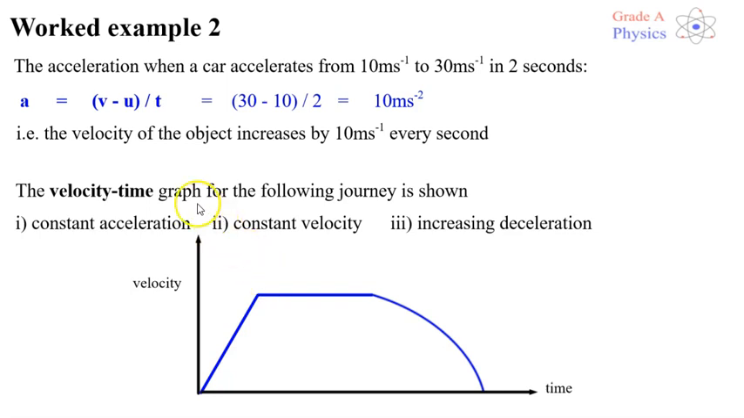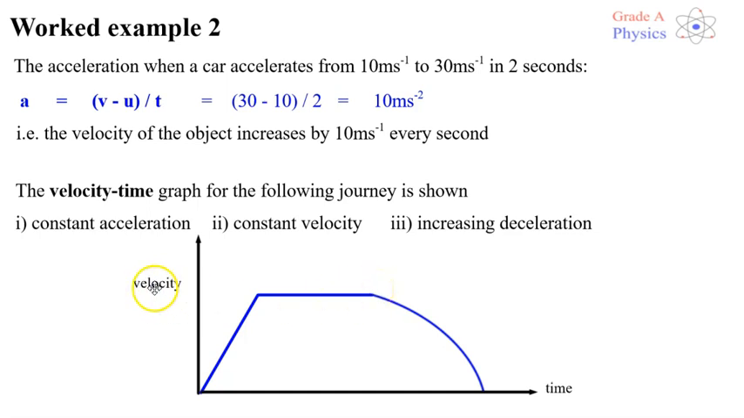Also, we need to be familiar with velocity time graphs. If I wanted to draw the VT graph for this journey, constant acceleration, then constant velocity, then increasing deceleration, let's unpick this. The first one should be straightforward. Constant acceleration means we have a constant gradient. The velocity is increasing by the same amount every second, so we have a straight line. If I have a horizontal line, that means constant velocity.